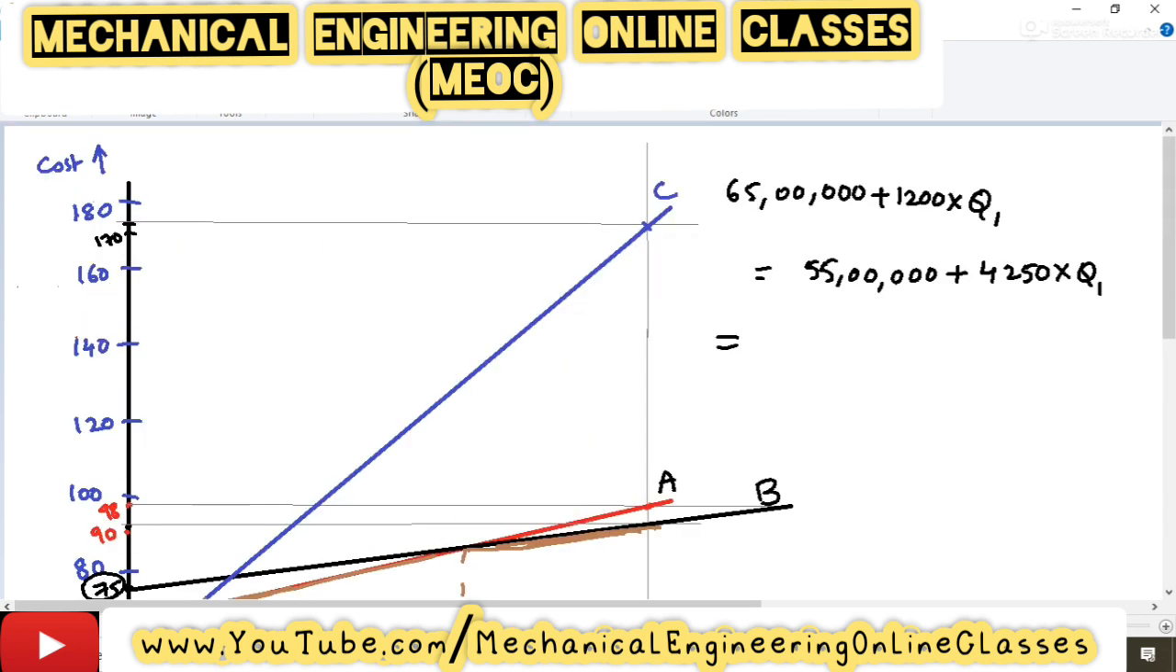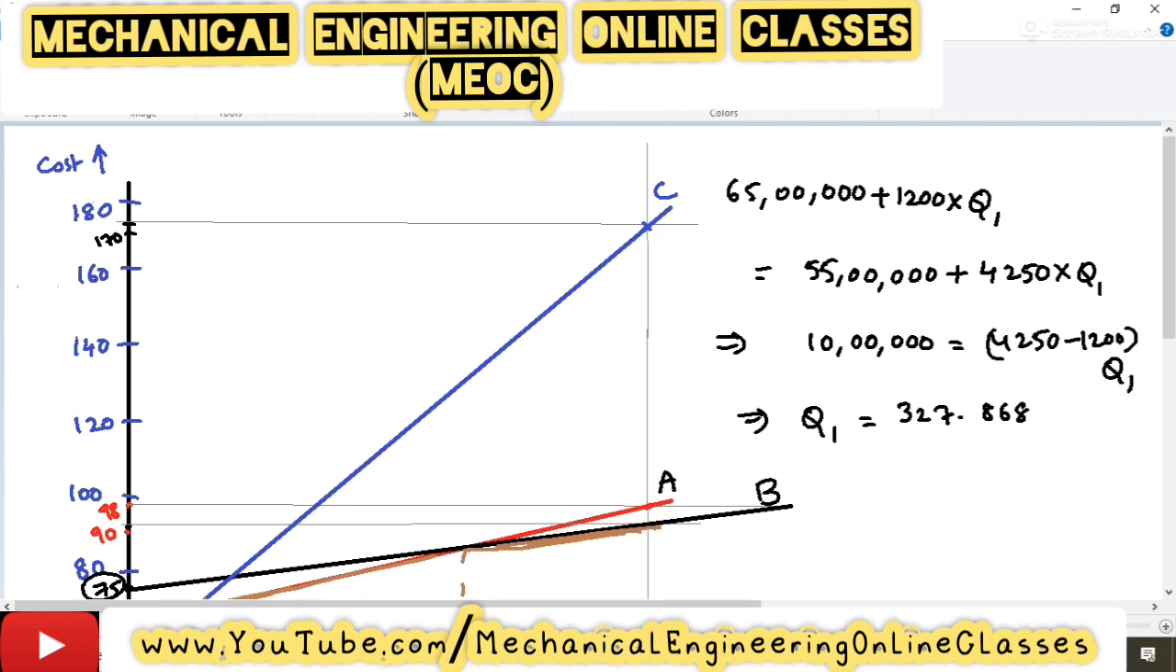So if we simplify this, it is 10 lakhs is equal to 4250 minus 1200 into Q1. So from this we can find Q1 as 327.868.